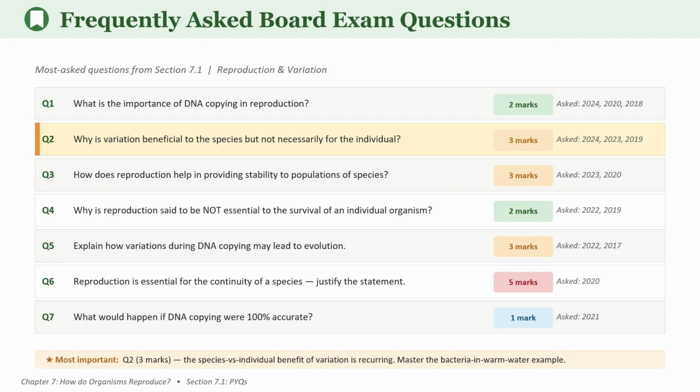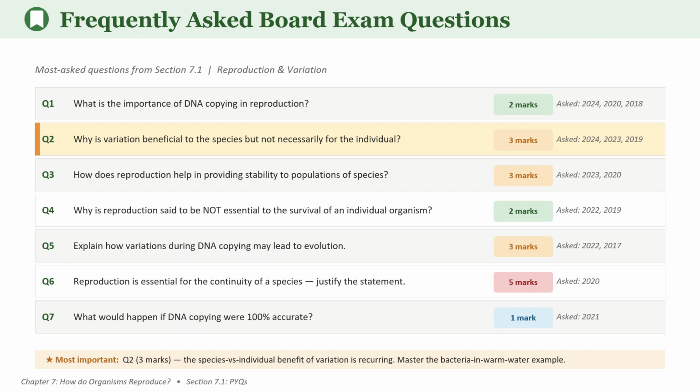So here I have given you some frequently asked board exam questions along with the marks and also in which year they came up. I have already given you for the previous lessons. I'll try to give you for these lessons also separately, all these board exam questions, children. Let's see the answer for this one. What is the importance of DNA copying in reproduction? DNA copying transfers hereditary information from parents to offspring and also maintains continuity of the species.